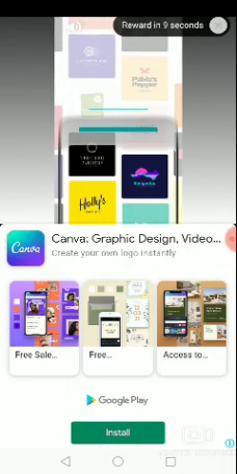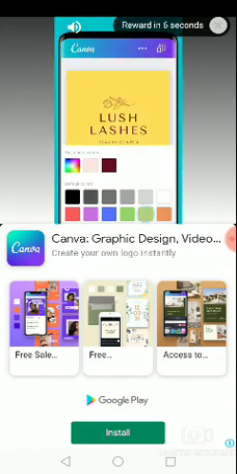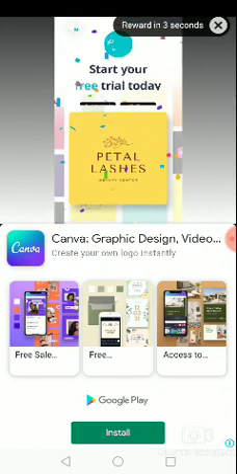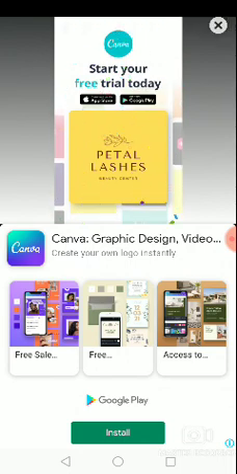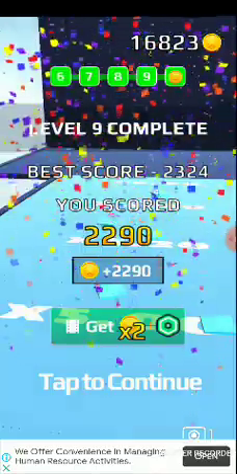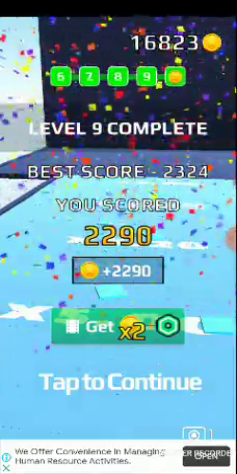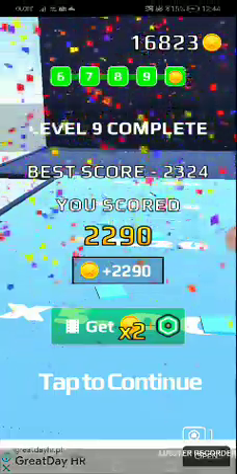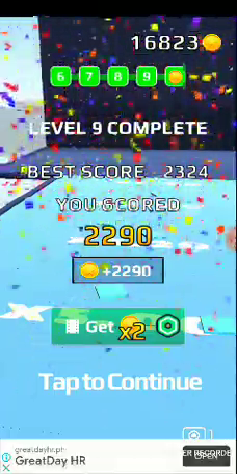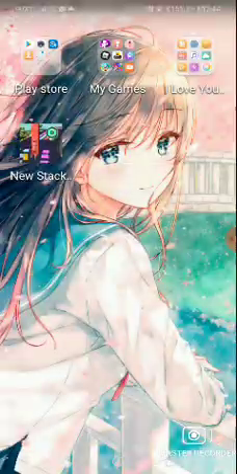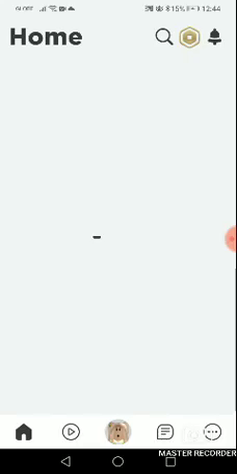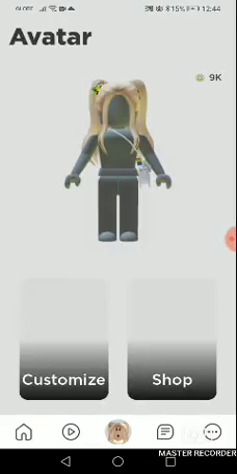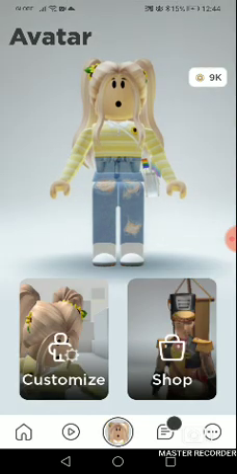Okay. Let's get this one. Don't mind about this ad. Okay, let's see if I get 2 Robux. This got to be true. Okay, it didn't give me Robux. My Robux is just this now.